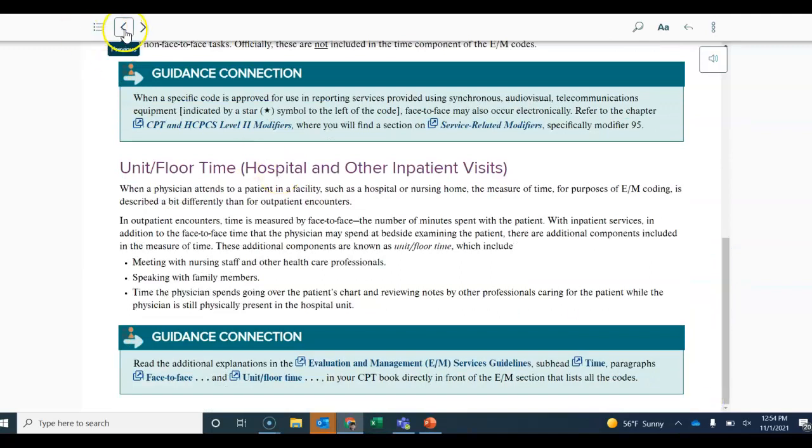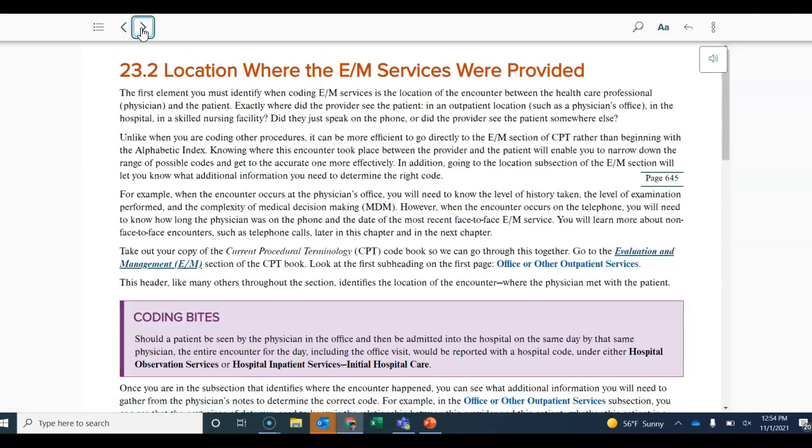The first thing you need to know is where the services were provided. Were they provided in the physician's office? Were they provided in the hospital, a nursing home, etc.?